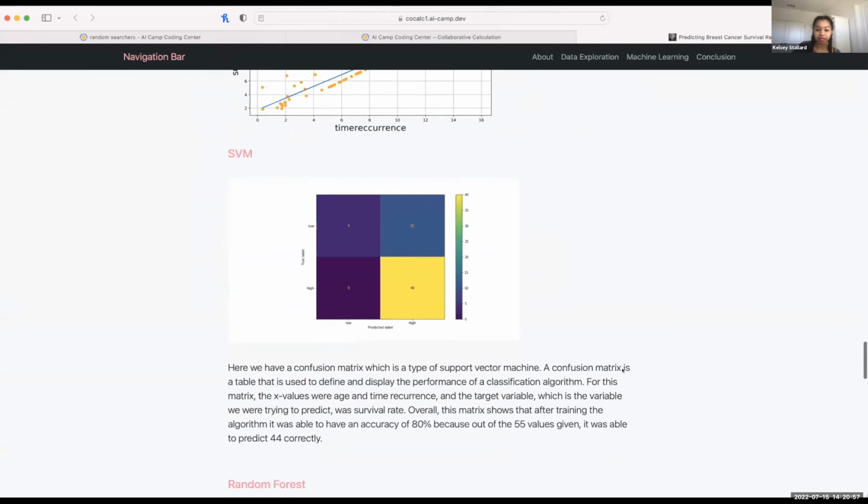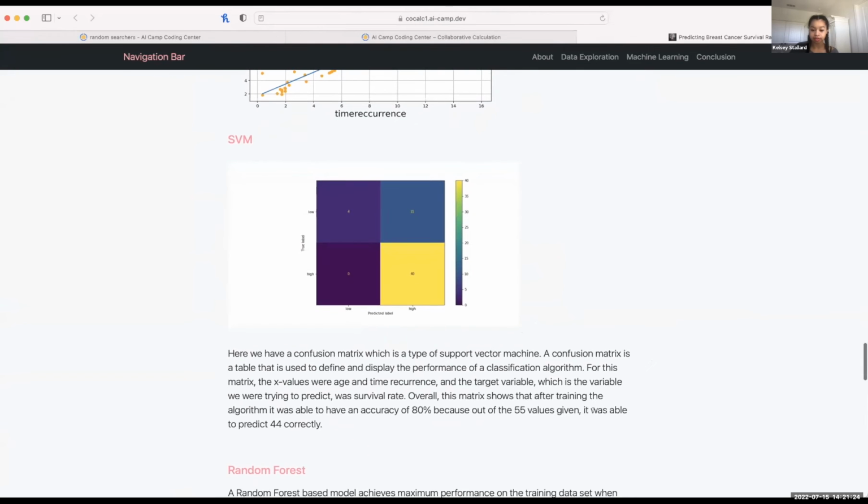So here we have a support vector machine. We have a confusion matrix, which is a type of SVM, right? And for this matrix, the X values were age and time recurrence, and the target variable, which is the variable we were trying to predict, was the survival rate. Overall, this matrix shows that after training the algorithm, it was able to have an accuracy of 80% because out of the 55 values given, it was able to predict 44 correctly.